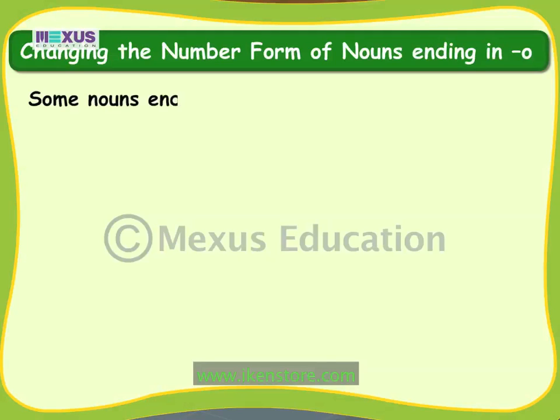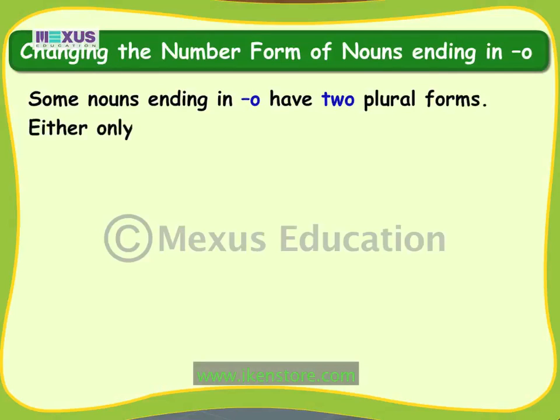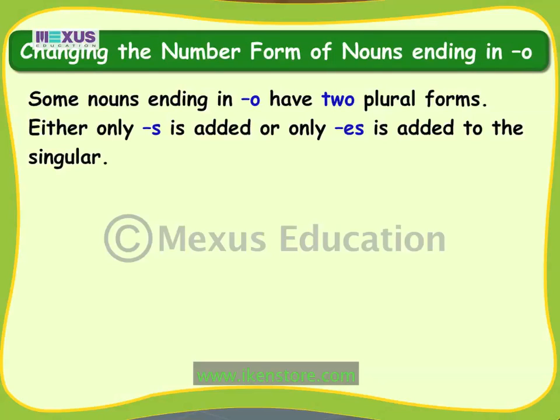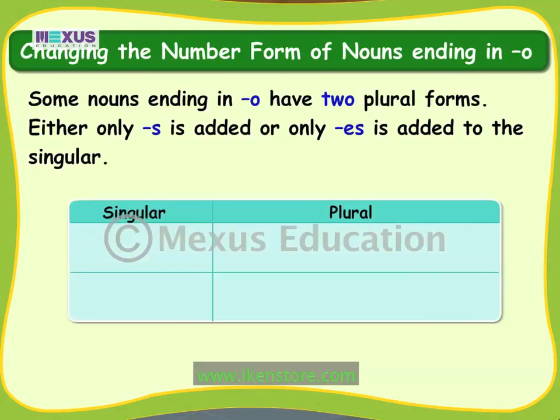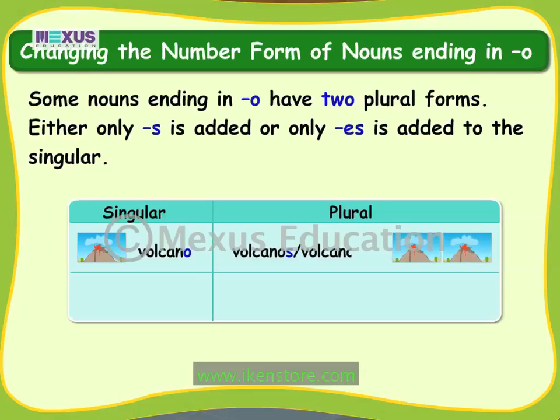Some nouns ending in O have two plural forms. Either only S is added or only ES is added to the singular noun. For example, we have the singular and two plural forms of the nouns volcano, volcanoes, and buffalo, buffaloes.